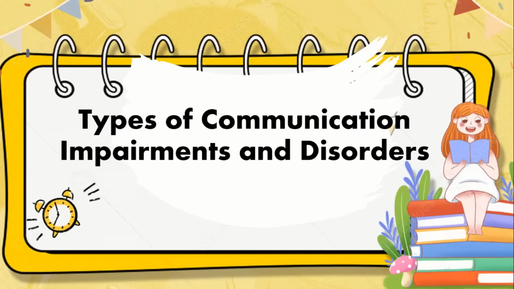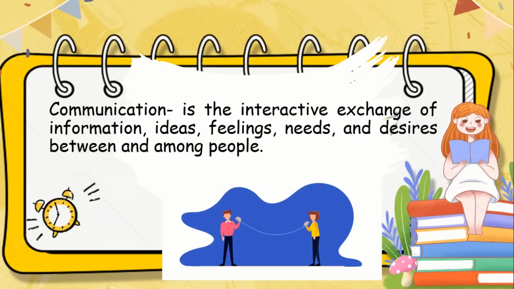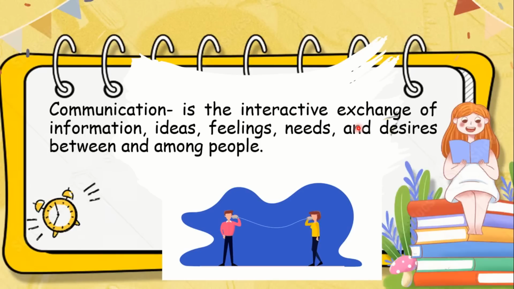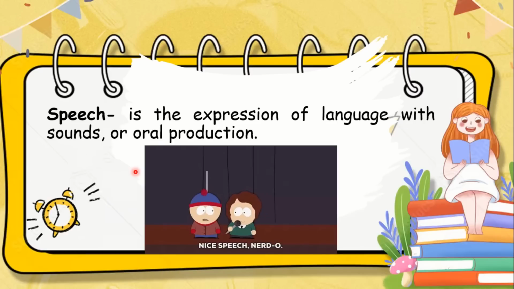So these are the types of communication impairments and disorders. Number one is communication. This is the interactive exchange of information, ideas, feelings, needs, and desires between or among people. Communication is used to serve several functions, particularly to narrate, explain, inform, request or demand, and express feelings and opinion.